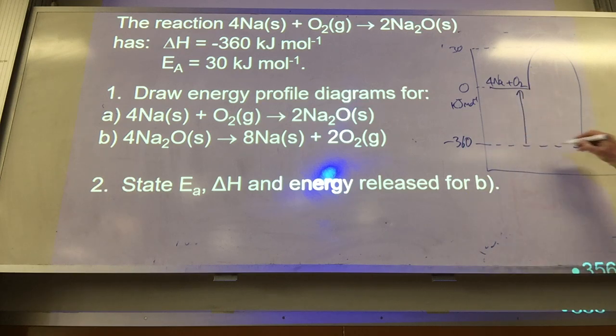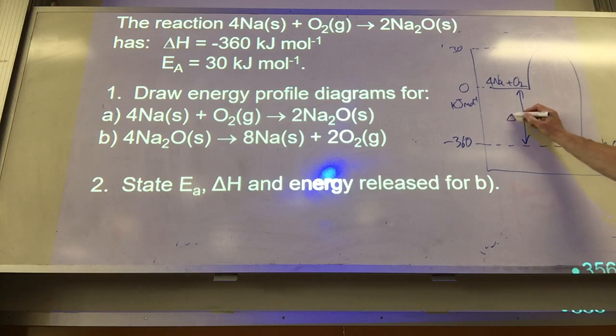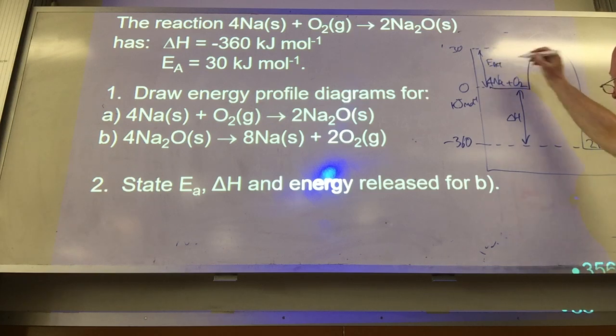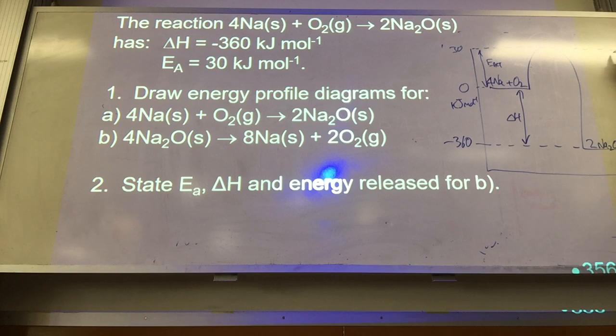for delta H. Now I always like to just mark in the particular values of significance. And even the energy released, which of course is going right from the top down to the bottom, which will be 390 kilojoules per mole. So that's for the first one.